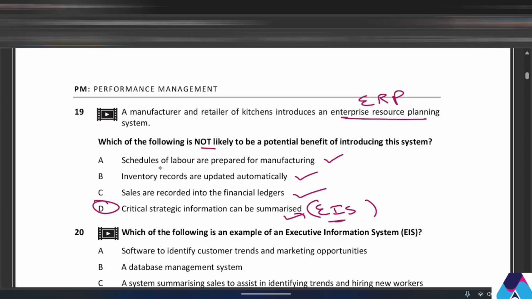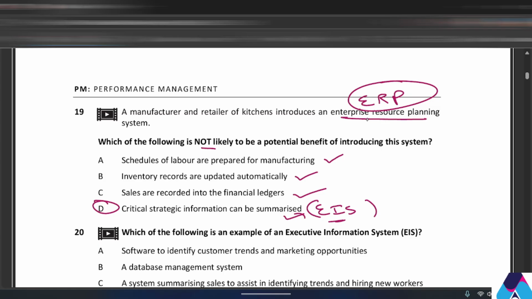All of these three are basically potential benefits, because of ERP, the enterprise resource planning, and remember that ERP is basically software that is used to integrate the key functions of an organization, like resource planning, sales, HR and all that stuff.